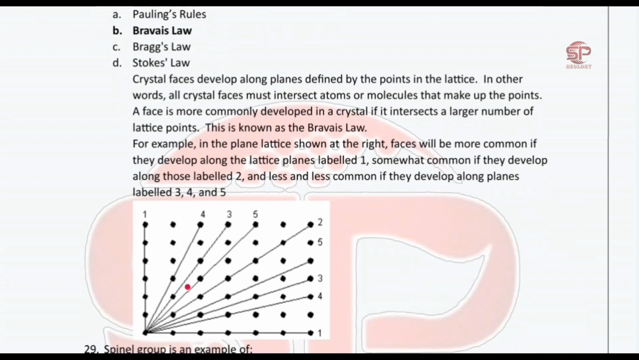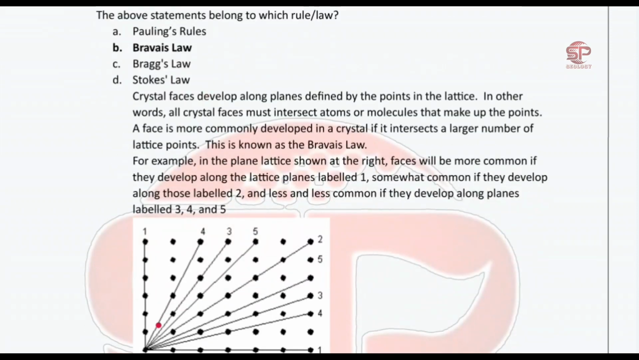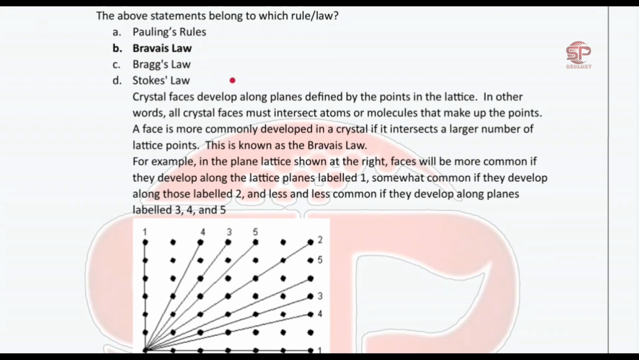So these are the lattices. In one direction, you can see all the lattice planes are connected in a single line of plane, so the development will be more in that direction. The rate of crystal growth in any lattice direction is proportional to the point density in that direction. That means the more the density in the direction, the more the growth in that direction. That is called Bravais law.